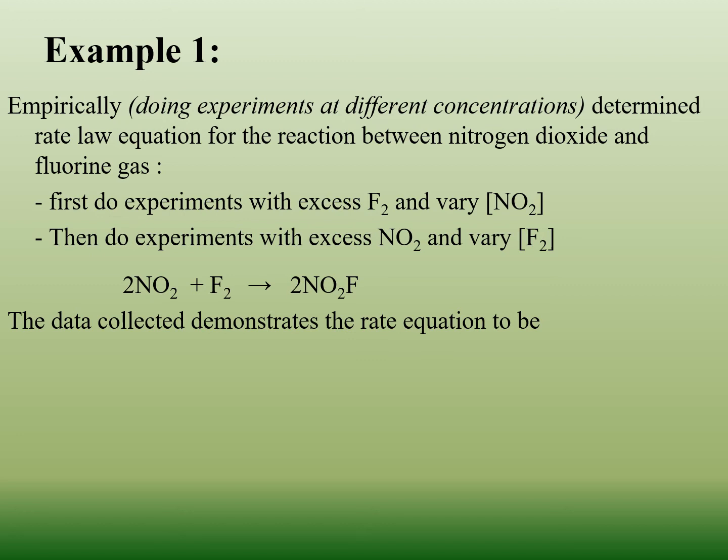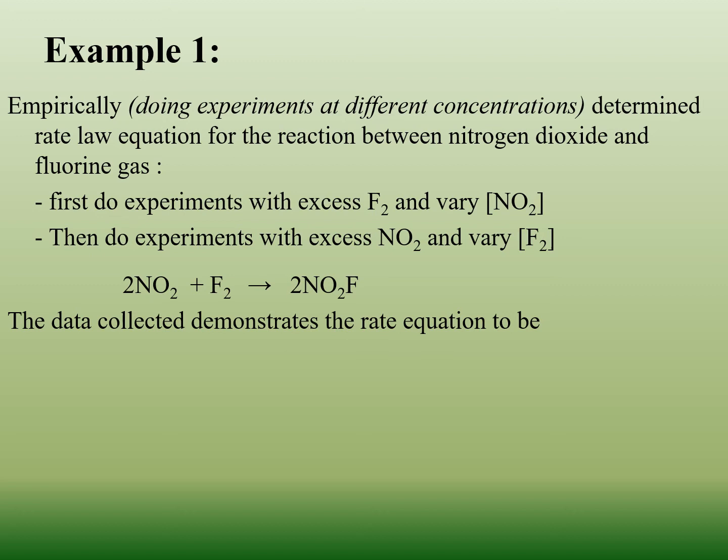The second set of experiments involves reacting excess nitrogen dioxide now with varying amounts of fluorine. Excess nitrogen dioxide is used so that its effect on the rate would be negligible or very, very small. By varying the amounts of fluorine, initial rates can be plotted against concentration to see if we get that straight line of a first-order reaction for fluorine.